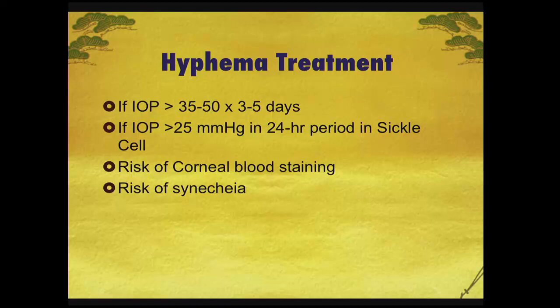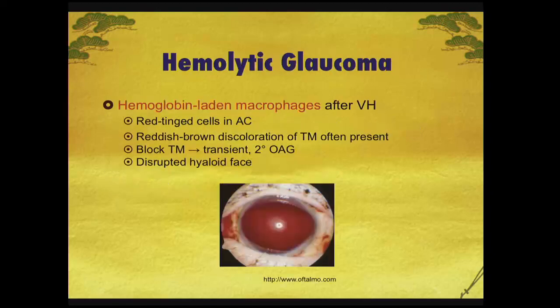The main risk of hyphema is corneal blood staining. You don't usually get corneal blood staining if the pressure is normal, but if you have a lot of blood in the AC plus the pressure is very high, that's where you're going to get blood staining.